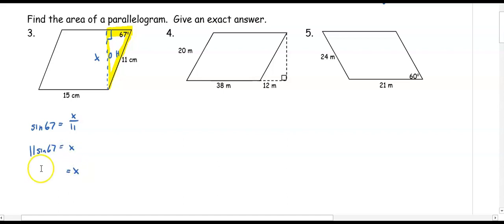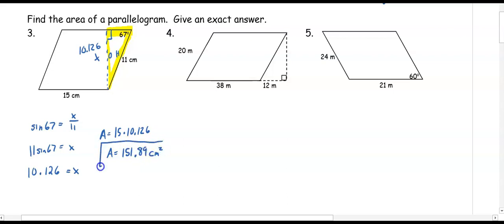When we round to 3 decimal places, we get 10.126. So our height then is 10.126. Our base is 15. So to get the area, we would do 15 times 10.126. And we get our area is equal to 151.89 centimeters squared.